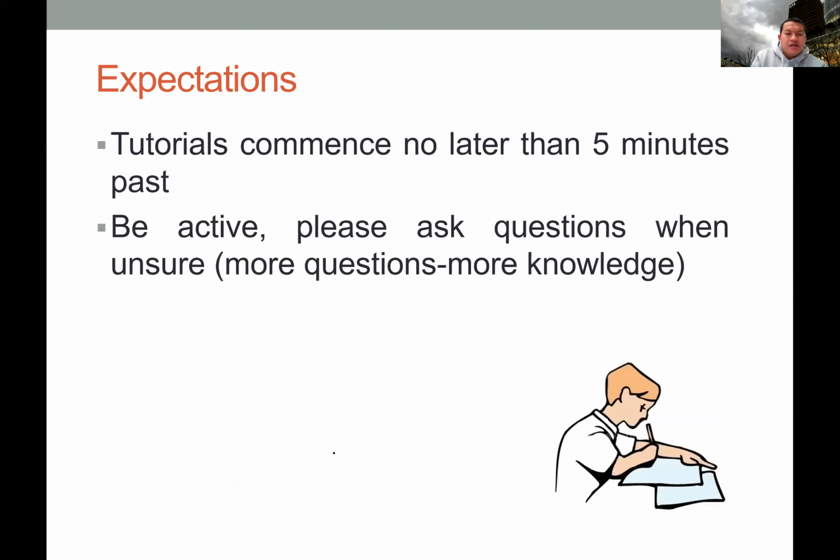What is our expectation in this tutorial? Let's do our best to start this tutorial on time. If you have a problem, hopefully not later than 5 minutes. Be active, so ask any questions. You can unmute your microphone and interrupt me anytime you have questions, and you can also type your question in the chat box. More questions, more knowledge.